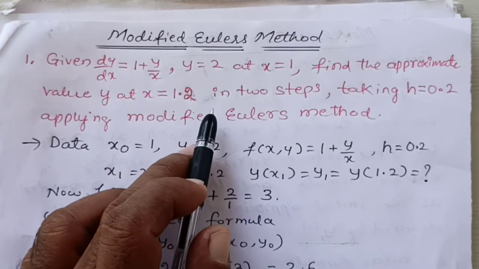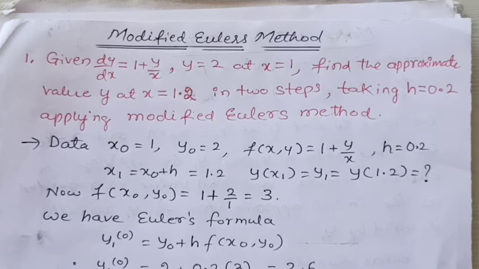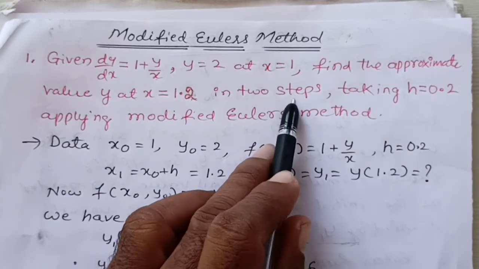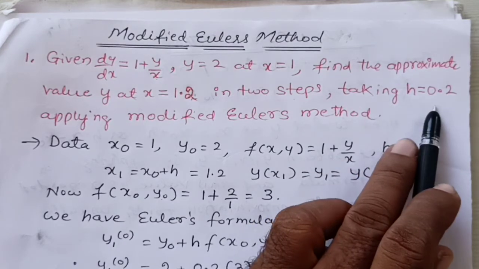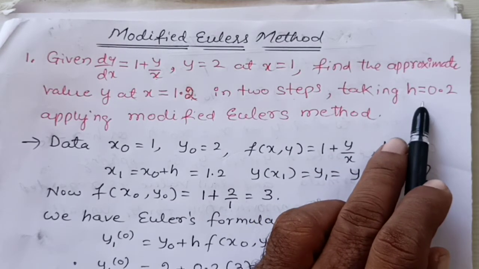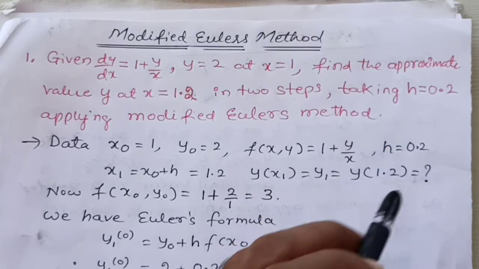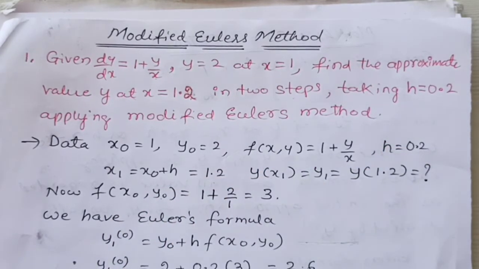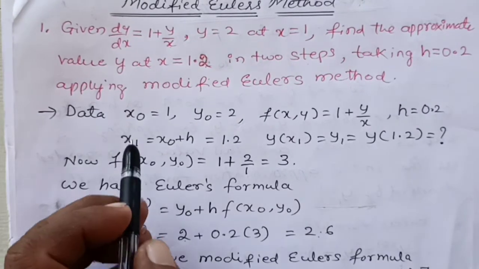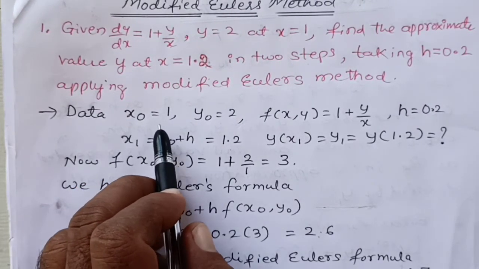In two steps means, as I told, first we have to apply Euler's formula, next modified formula 1, next modified formula 2, that is y1 at modified 2. The meaning of y1 at modified 2 is that in two steps, taking h is equal to 0.2. No need to calculate h, directly they have given h is equal to 0.2, applying modified Euler's method. So the data they have given, we have to write: x naught is equal to how much?